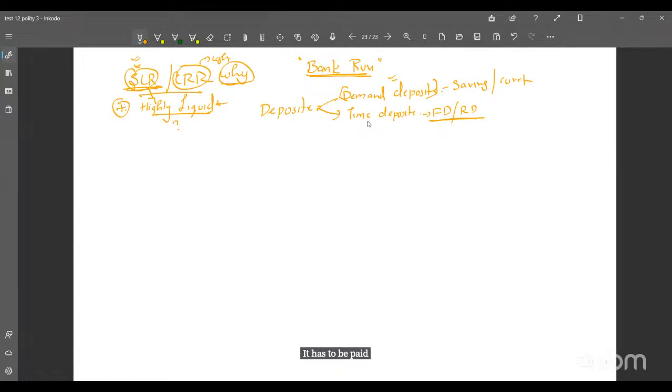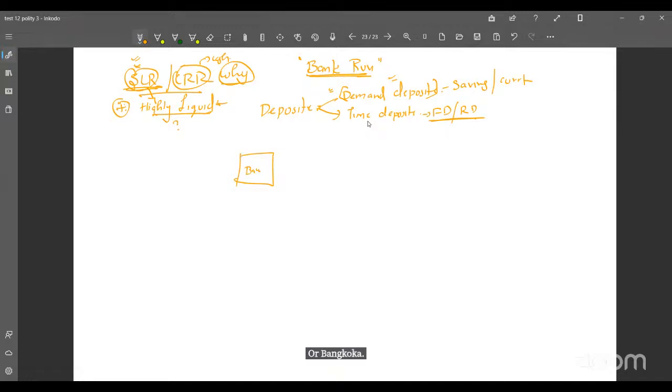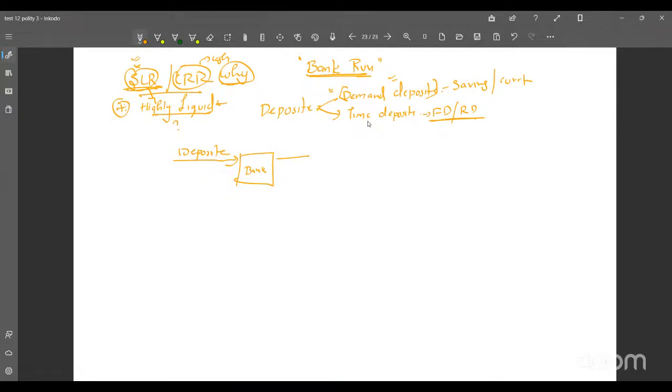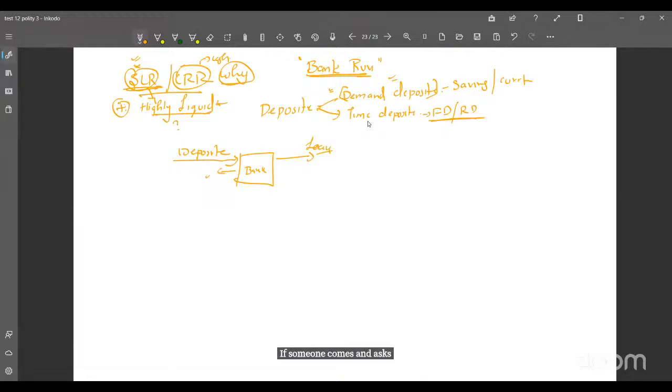ஸோ அப்படி இருக்கும்போது when the people are going to demand அப்படிங்கிறது நம்மளுக்கு தெரியாது. ஸோ whenever the people come and demand, அப்ப நீங்க என்ன பண்ணிருப்பீங்க? As a bank, you would have got the deposit and you would have loaned it out. கரெக்டுங்களா? எல்லா பணத்தையும் லோன் கொடுத்துருந்தீங்கன்னா, if someone comes and asks for the money, if everything is outside, what you cannot do is give the money back.